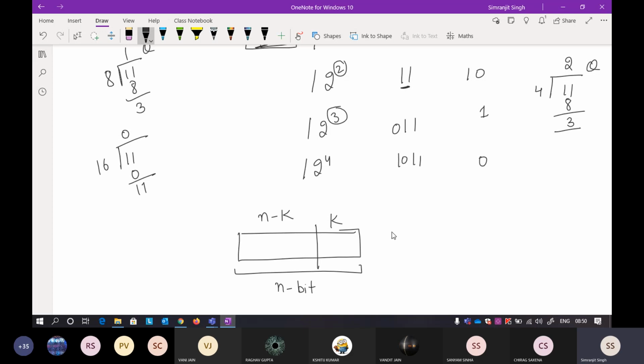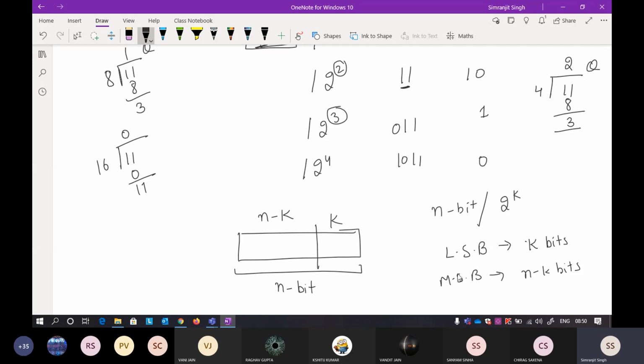Again, if I divide this n bit part into 2 raised to power k, now what is the LSB here and what is the MSB here? LSB will be your remaining k bits, and the MSB will be your remaining n minus k bits.